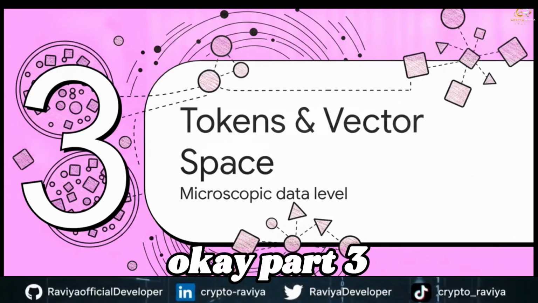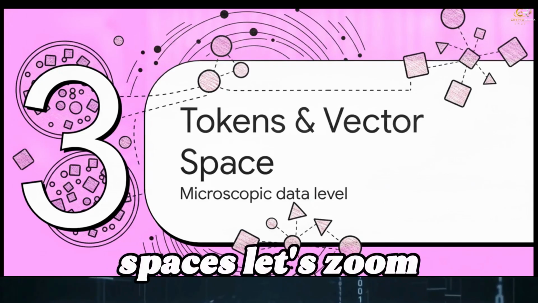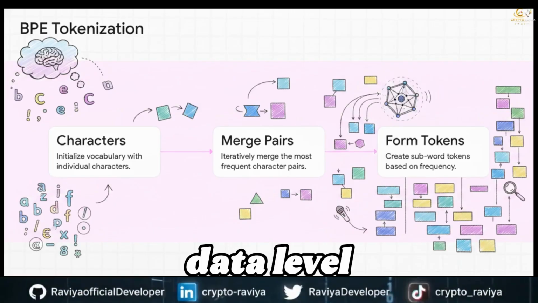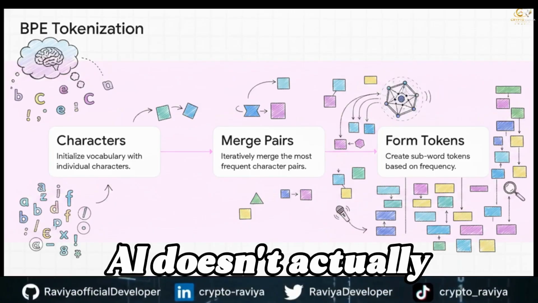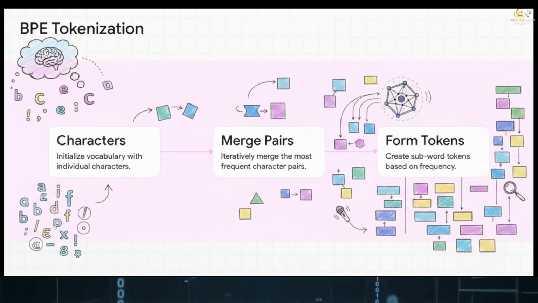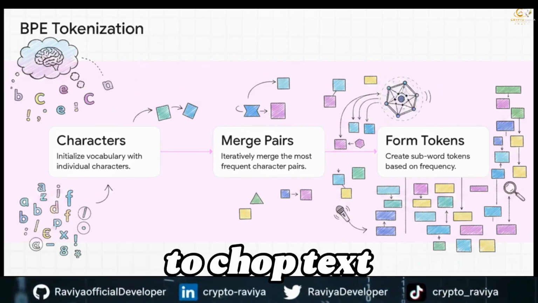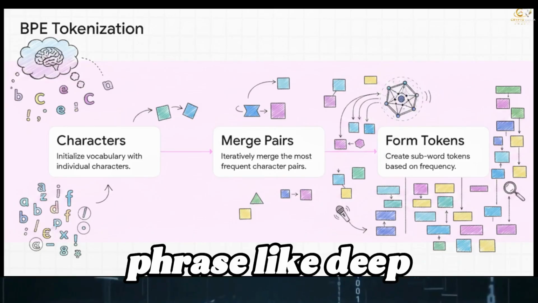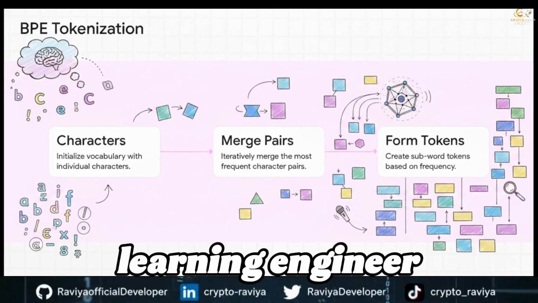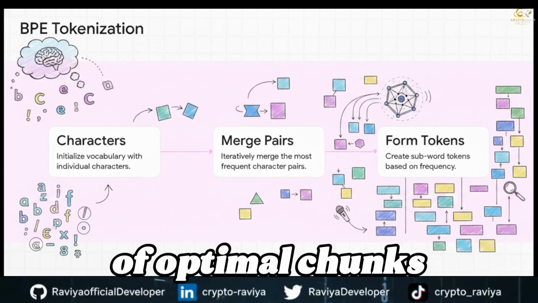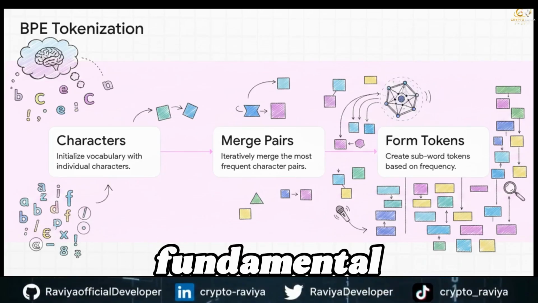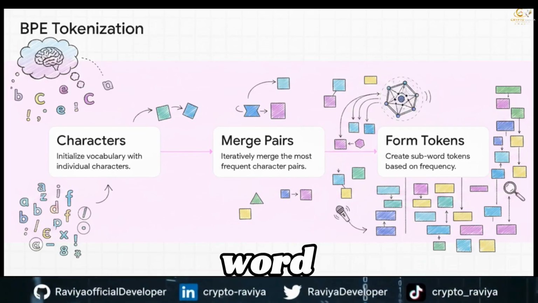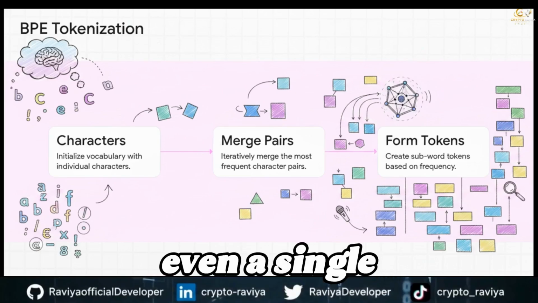Okay, part 3, tokens and vector spaces. Let's zoom way in, down to the microscopic data level. It turns out AI doesn't actually read English words or letters. Instead, it uses tokenizers to chop text down into smaller, sub-word pieces. It turns a phrase like "deep learning engineer" into a series of optimal chunks. Think of these tokens as the fundamental atomic units of language for an AI. Sometimes a token is a whole word, sometimes it's just a syllable, or even a single space.